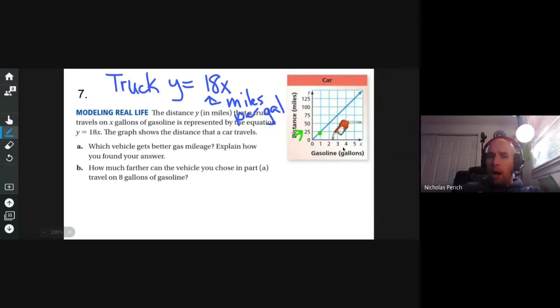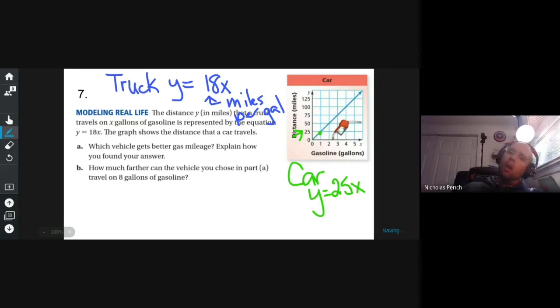So the equation I can come up with for the car is y equals 25x. What that means is the car goes 25 miles per gallon. So the car is better for gas. Which vehicle has better gas mileage? The car. Why? Because the car gets 25 miles a gallon and the truck only has 18.